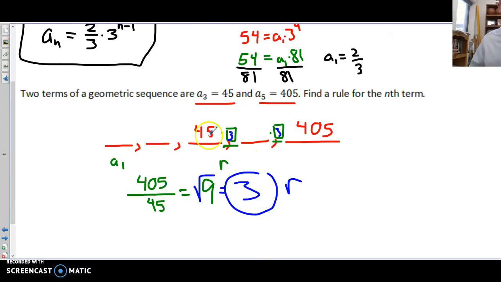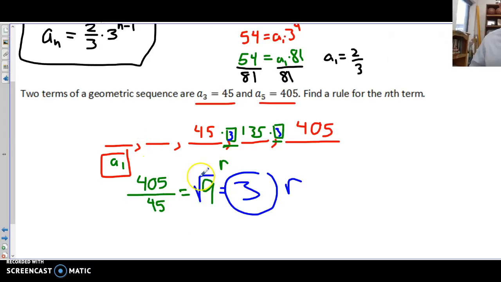In fact, let's just do that. 45 times 3 is going to be 135. Okay, and then 135 times 3 is going to be 405. You can check it out to make sure, but that's what's going to work out here. So now I know my common ratio. But I still need to figure out what is my first term.